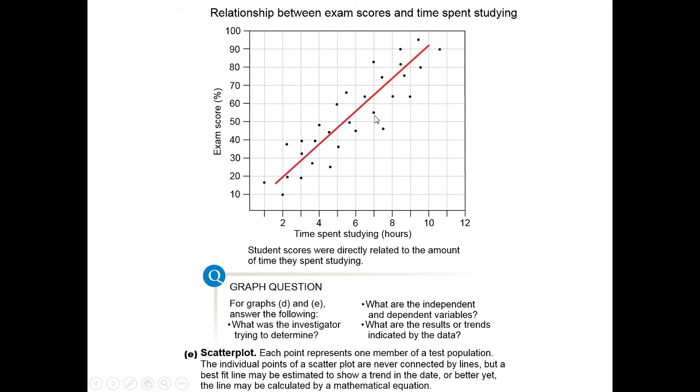On the flip side, this student here studied approximately 6.5 hours and earned approximately 64%. This student studied for 9 hours and got about the same score, 64%. Even though this student studied more, they didn't earn a higher score. Again, these graphs are showing relationships, correlations. It's more likely that if you study more, you'll get a higher score, but it's not guaranteed.